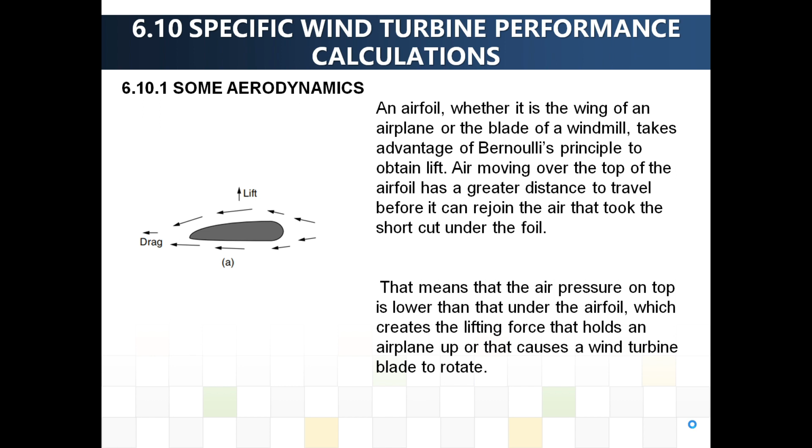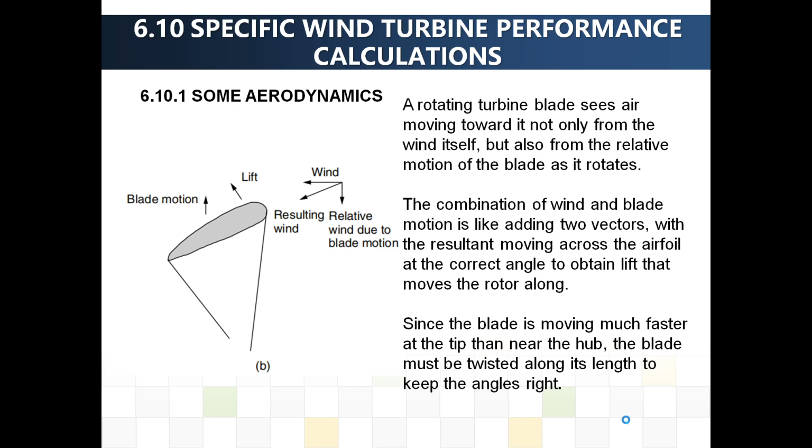An airfoil, whether it is the wing of an airplane or the blade of a windmill, takes advantage of Bernoulli's principle to obtain lift. Air moving over the top of the airfoil has a greater distance to travel before it can rejoin the air that took the shortcut under the foil. That means that the air pressure on the top is lower than that under the foil, which creates the lifting force that holds an airplane up or that causes a wind turbine blade to rotate.